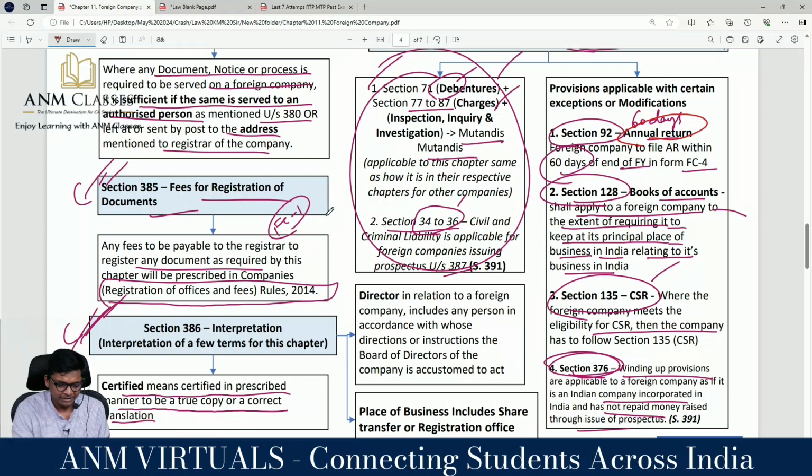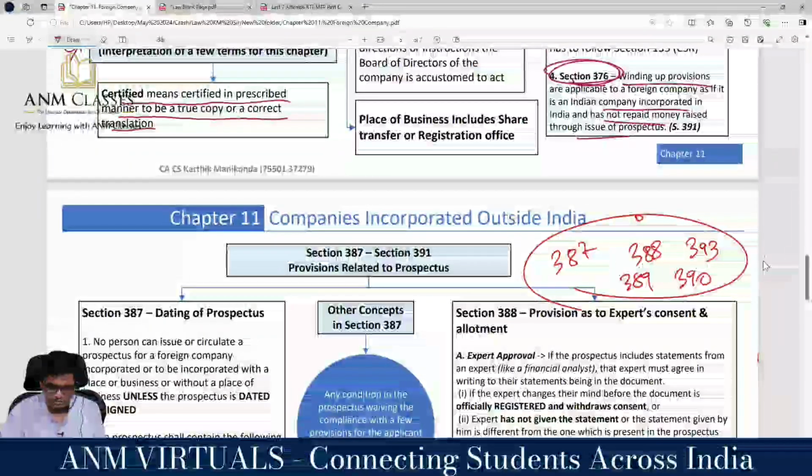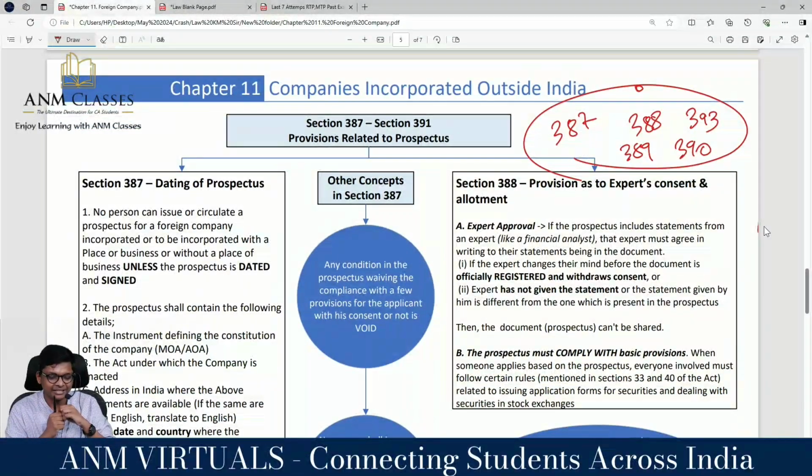Okay, super. Then we saw 385. This company also should pay fees. Just because you're a foreign company, you already have a lot of dollars, pay fees in 385. 386, certified means certified as true and fair. 386, nothing great in those sections. Till there we finished yesterday, correct?